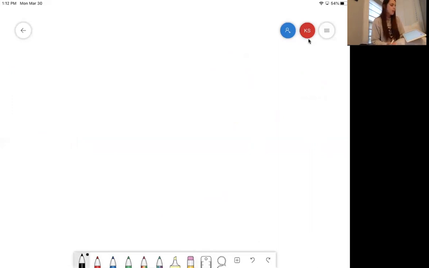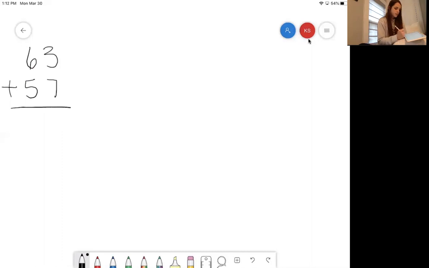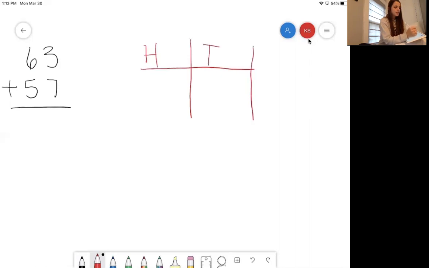For my next problem, I'm going to do 63 plus 57. To help use this, I'm going to use my hundreds, tens, and ones chart to help me solve this problem.